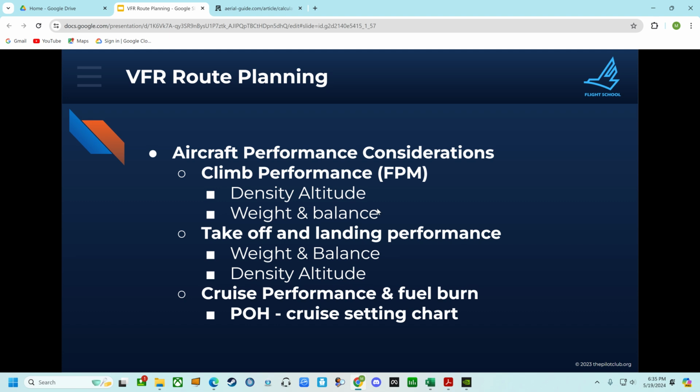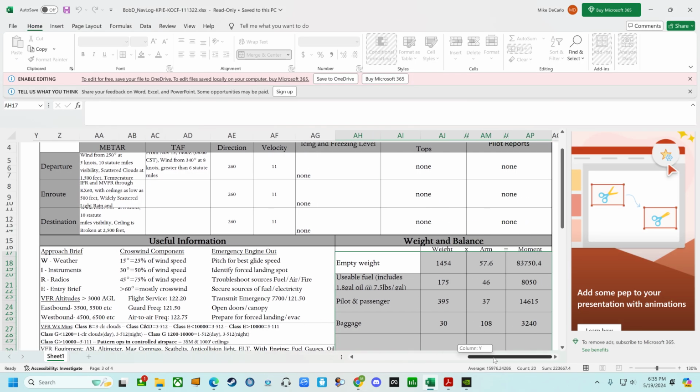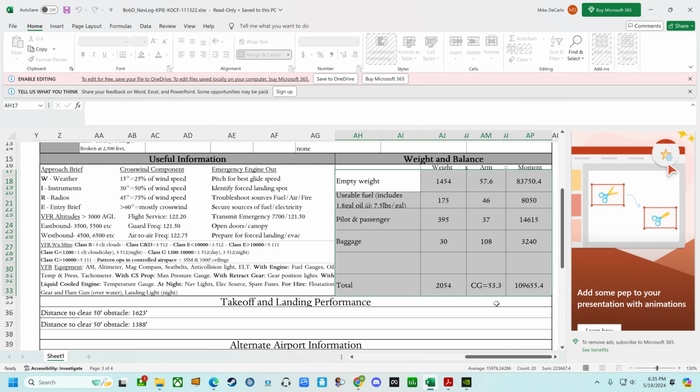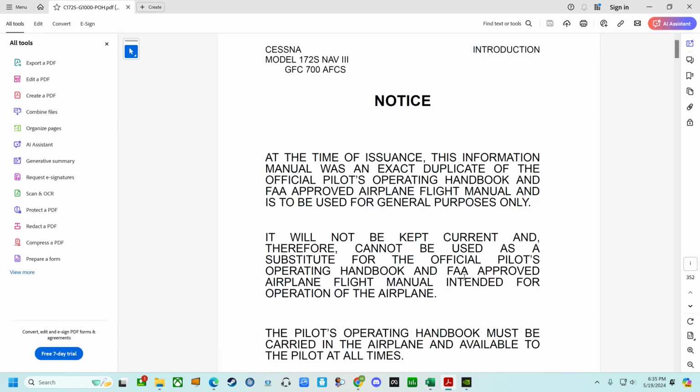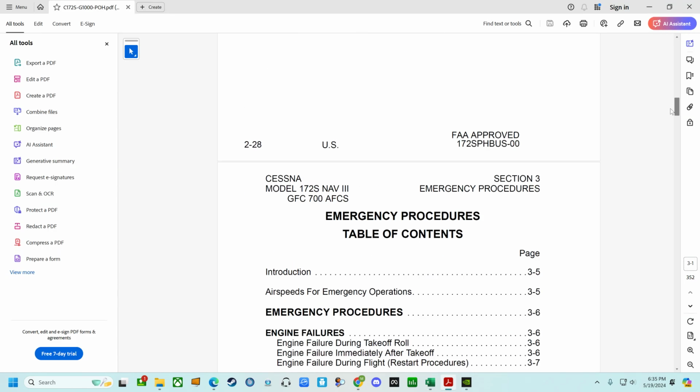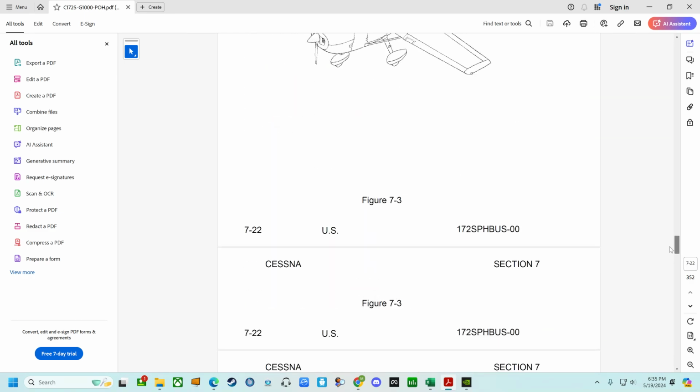And again, I think that's something we take for granted in the simulator because it's pretty easy to hit the reset button and just adjust it on the fly. But in real life, you would definitely want to do your weight and balance calculations way before your flight to make sure if you fall into acceptable limits. And there will be a chart in the POH for weight and balance.